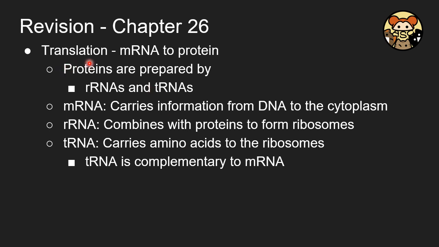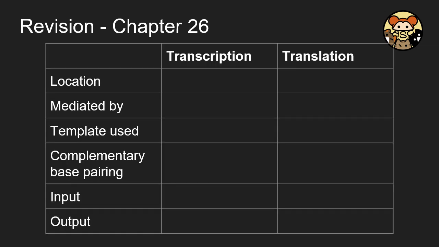Now we have the mRNA. So what happens next is the translation from the mRNA to protein. And then the protein is prepared with the help of rRNAs and also tRNAs. The mRNA, the long term is actually messenger RNA. It is carrying the information from the DNA to the cytoplasm. And then rRNA is the ribosomal RNA. It combines with proteins to form the ribosome. As for the tRNA, it is the transfer RNA, which carries the amino acids to the ribosome, and the tRNA is complementary to the information on the mRNA.